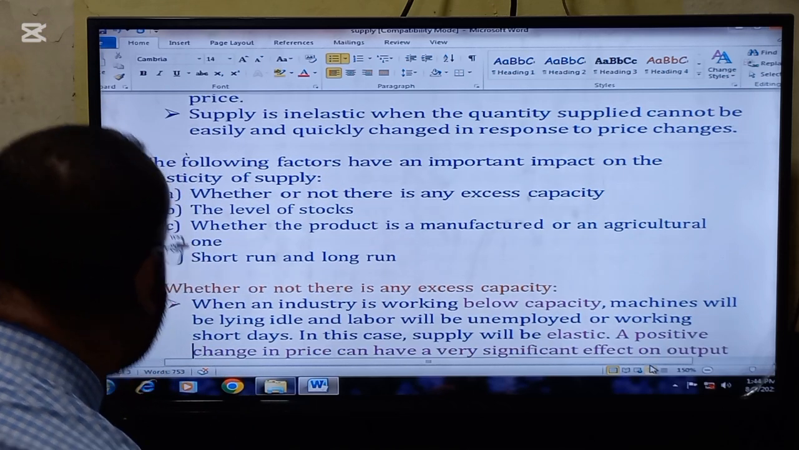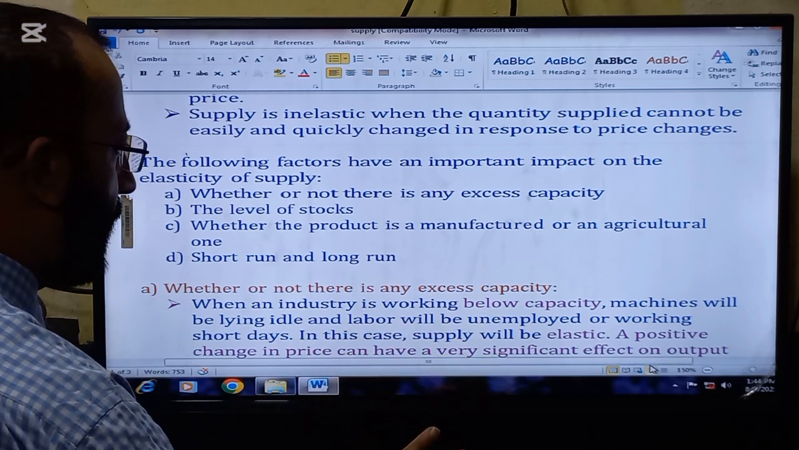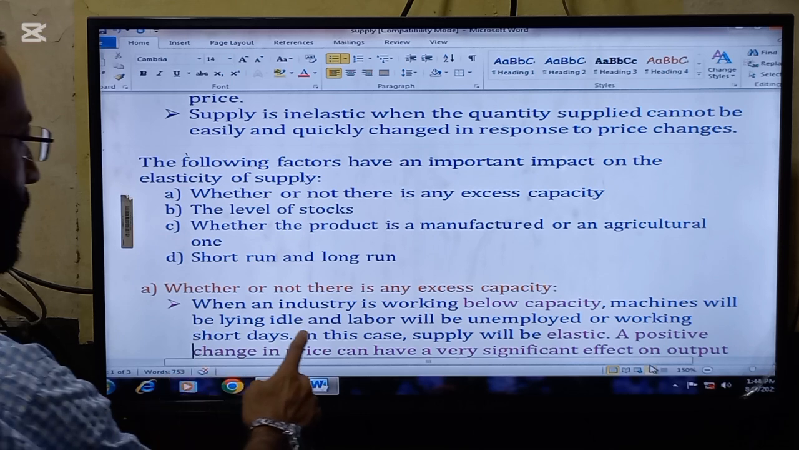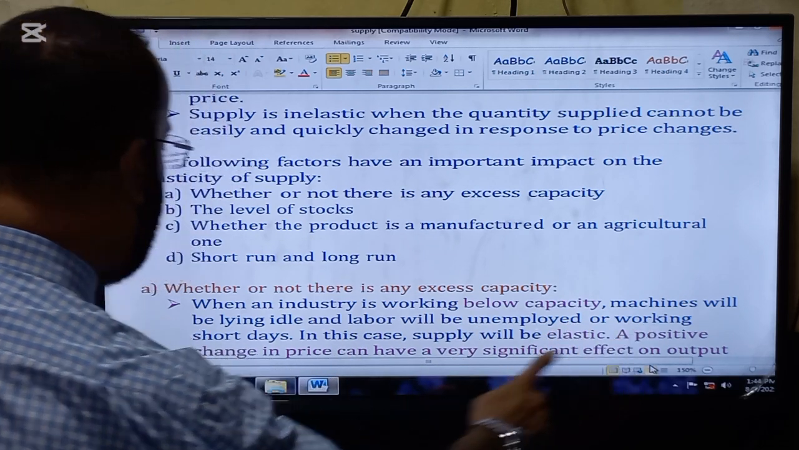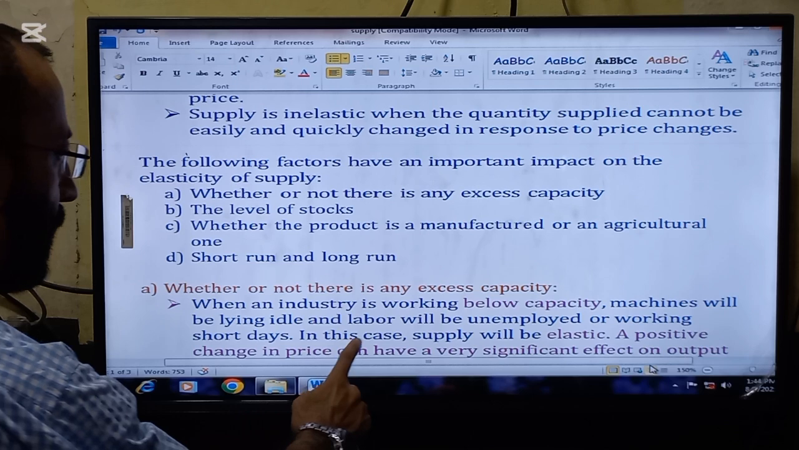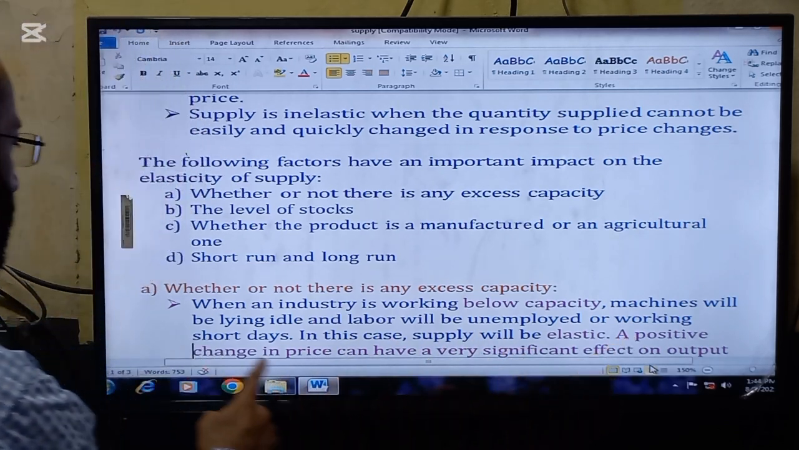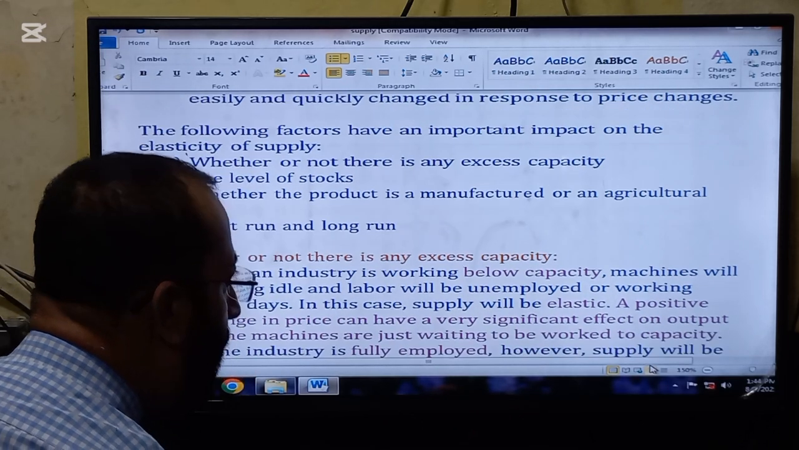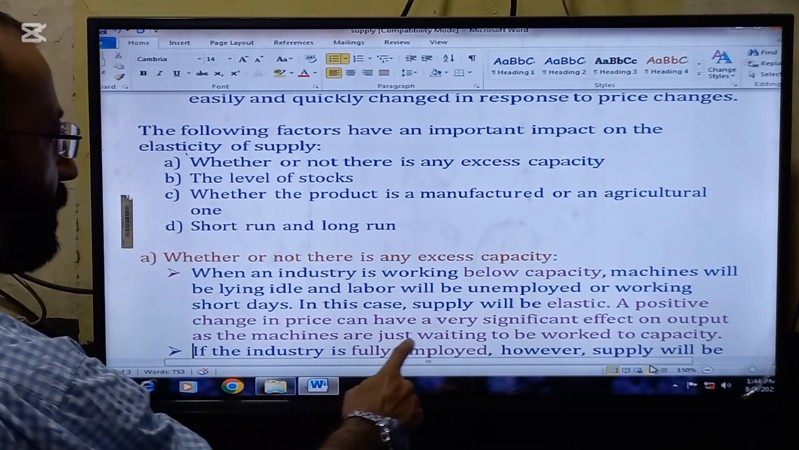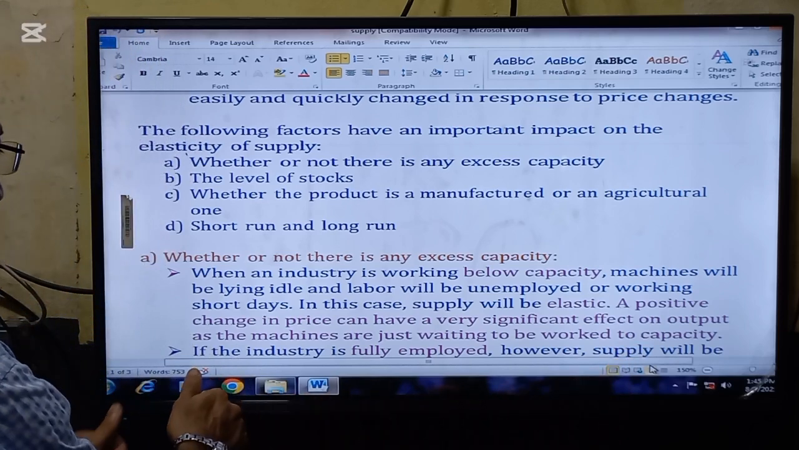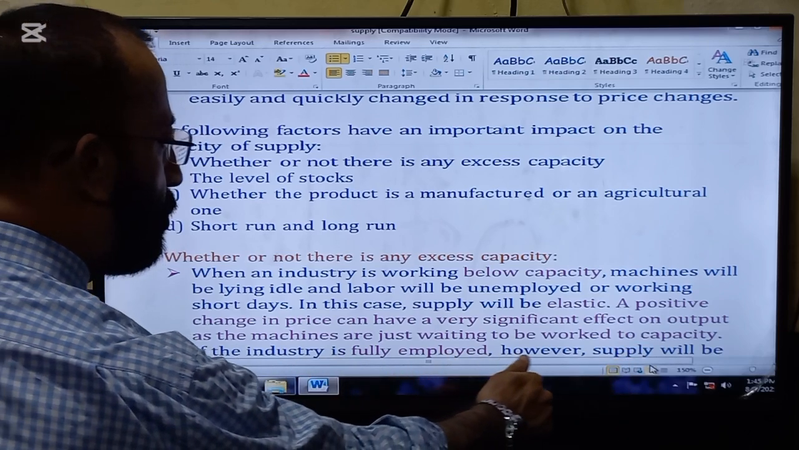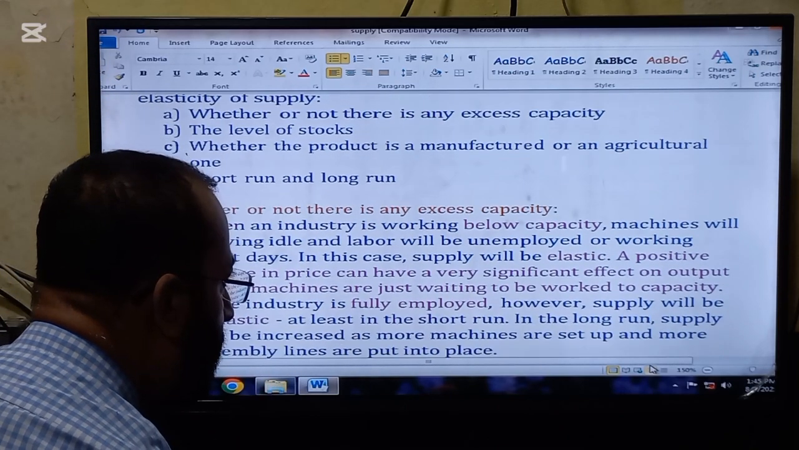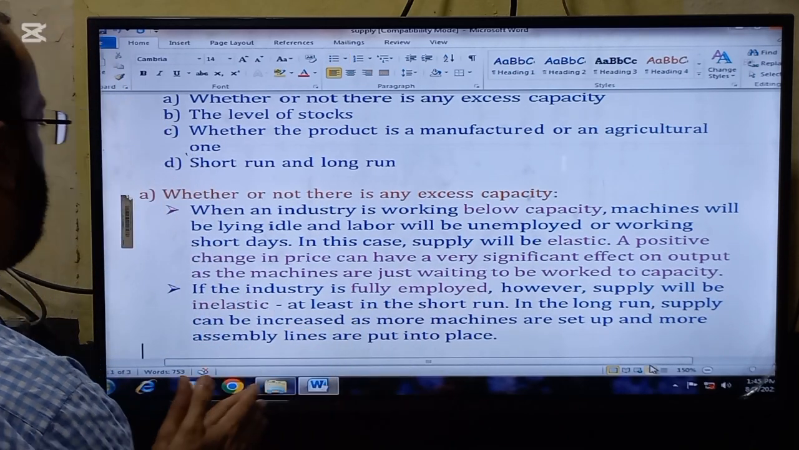Number one factor is whether or not there is an excess capacity. So look now, this is a very common sense topic. When an industry is working below capacity, machines will be lying idle and labor will be unemployed or working short days. In this case, supply will be elastic because a positive change in the price can have a very significant effect on the output, as the machines are just waiting to be worked to capacity. So the machines will go on working if there is a positive change.